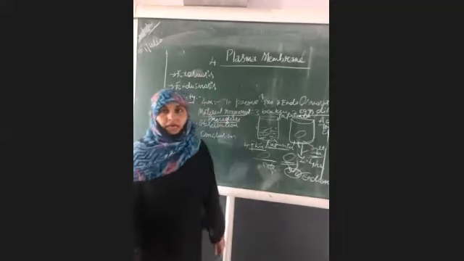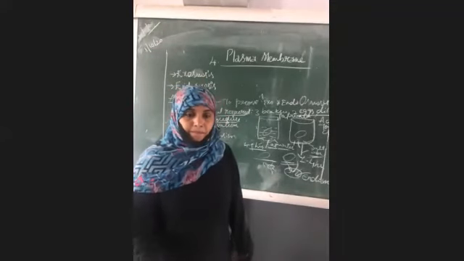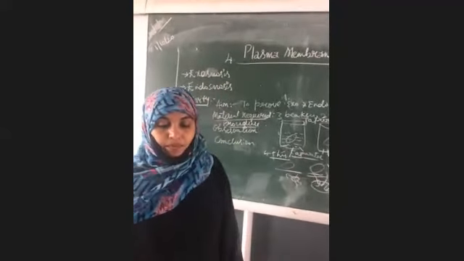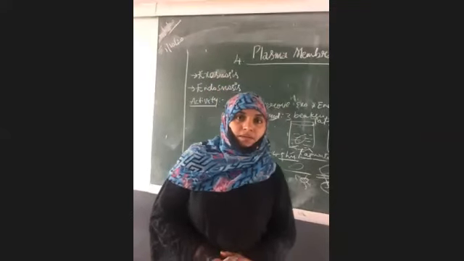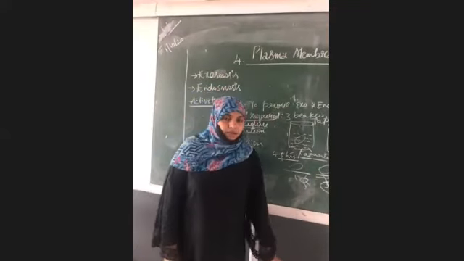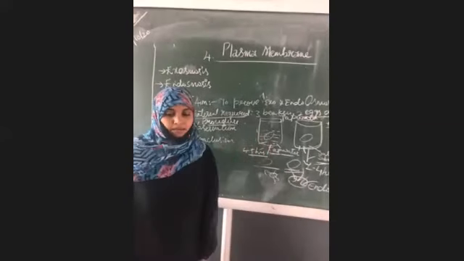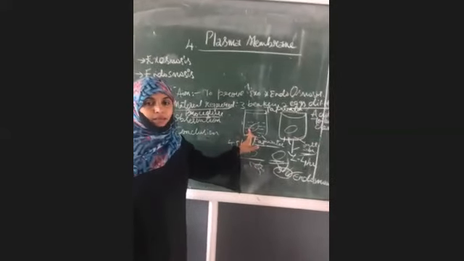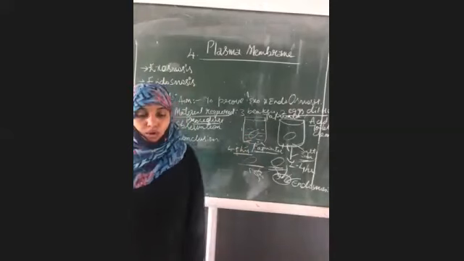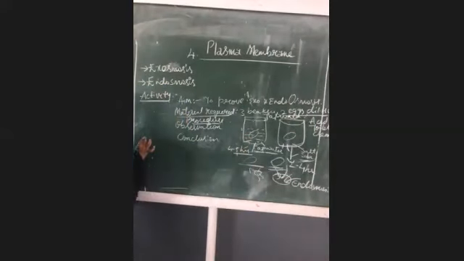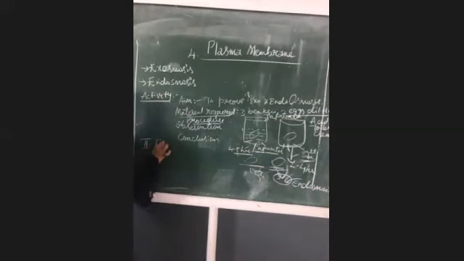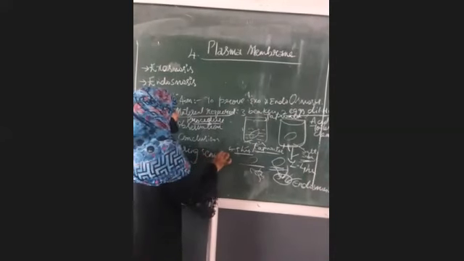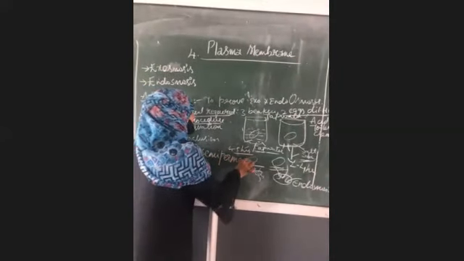So the next activity is, with the same egg, the egg which you kept in dilute hydrochloric acid, you take the same egg to know how to prepare the semi-permeable membrane. How to prepare the semi-permeable membrane.